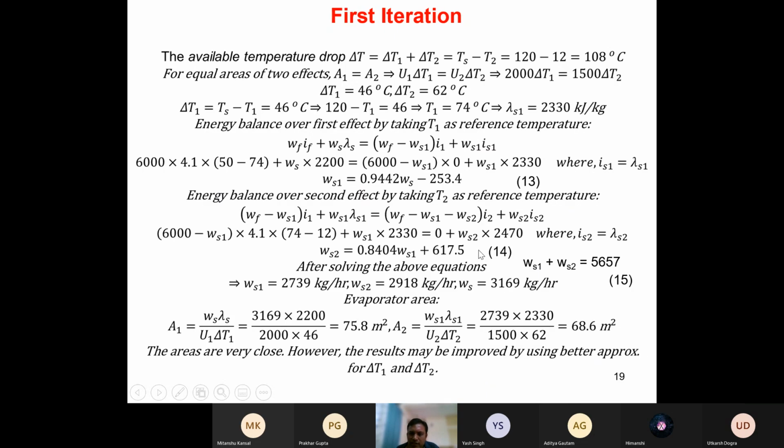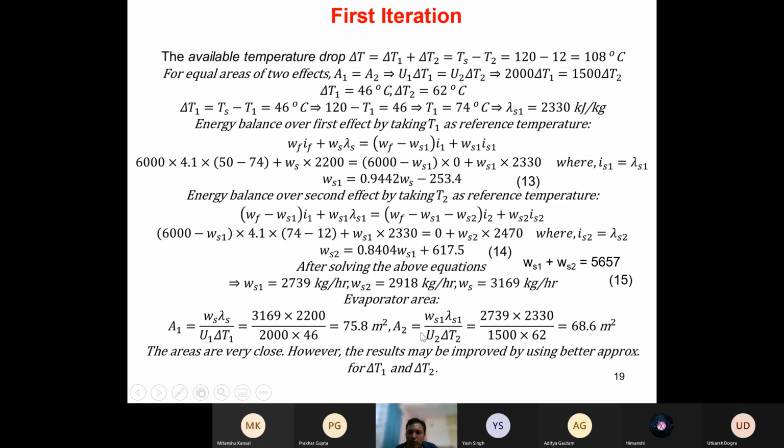So we have three equations, and we have three unknowns, WS1, WS and WS2. So we can calculate these three unknowns. WS1 comes out to be 2739, WS2 comes out to be 2918, and WS comes out to be 3169. And from these we can calculate areas A1, A2. WS lambda S divided by U1 delta T1 gives me area 1. That area 1 comes out to be 75.8 meters square.